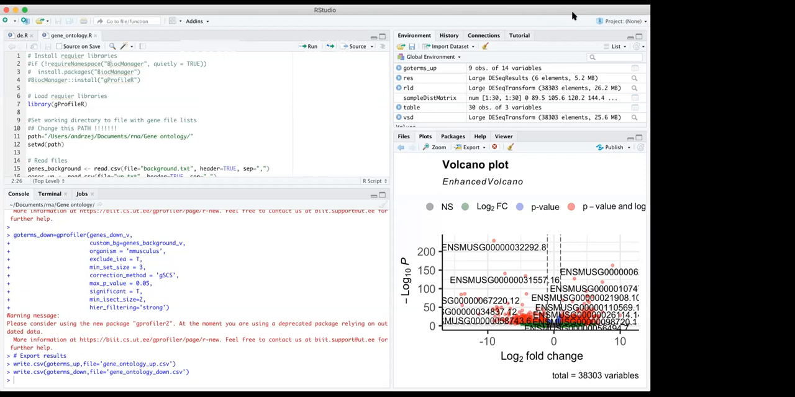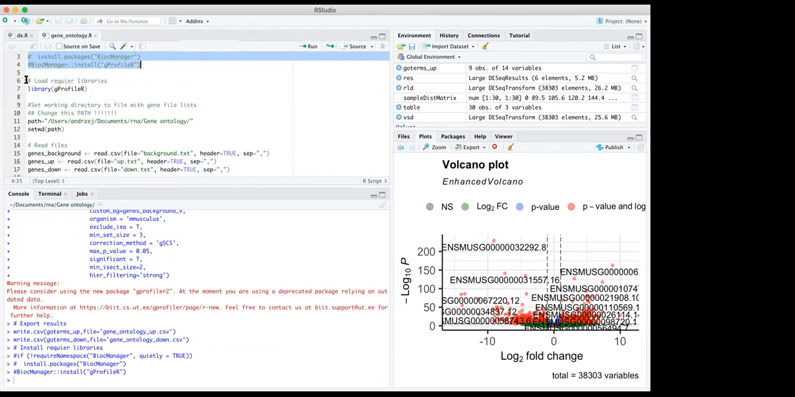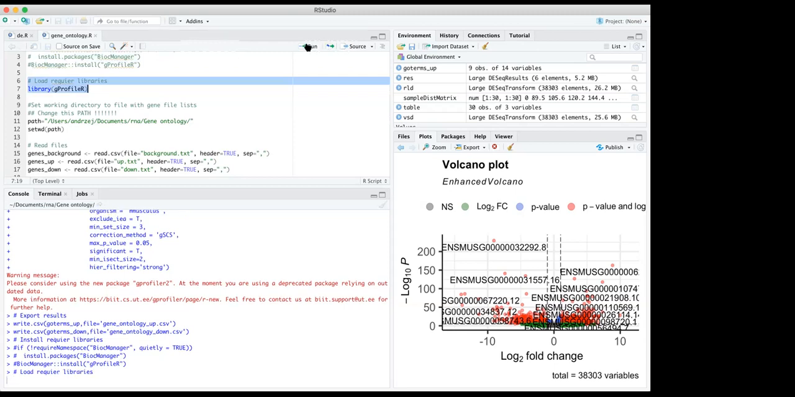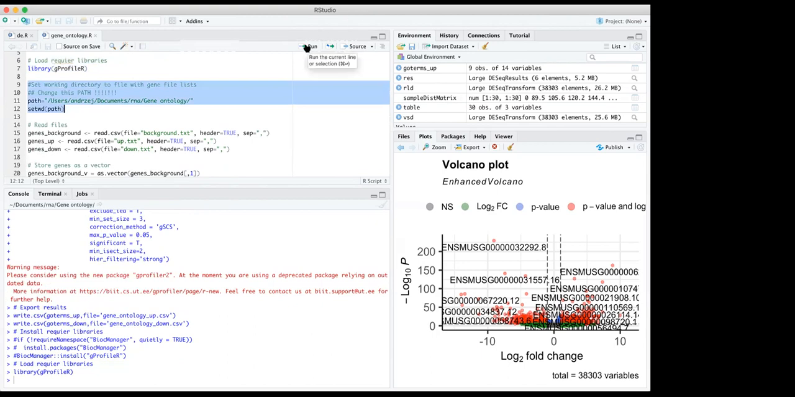Okay, do you see my RStudio? Okay, great. So remember, install the required libraries, the package gprofiler R, you need it. The next step, you have to load the required libraries, so gprofiler R. Then remember, set the working directory to the folder with the gene file list. You have those three files with the up, down, and background gene lists. So don't use mine. You have to use the path where you have your files.